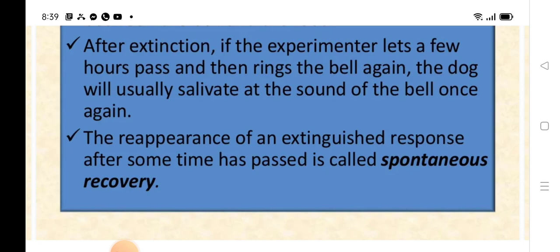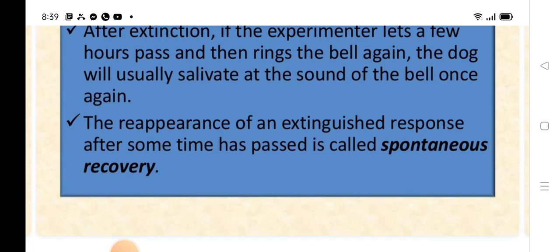After extinction, the experimenter lets a few hours pass and then rings the bell again. The dog will usually salivate at the sound of the bell once again, but after repeating and repeating, the reappearance of the extinguished response after some time has passed is called spontaneous recovery.